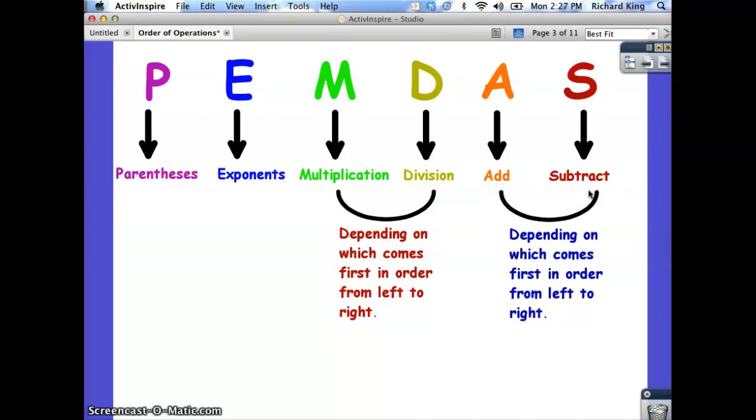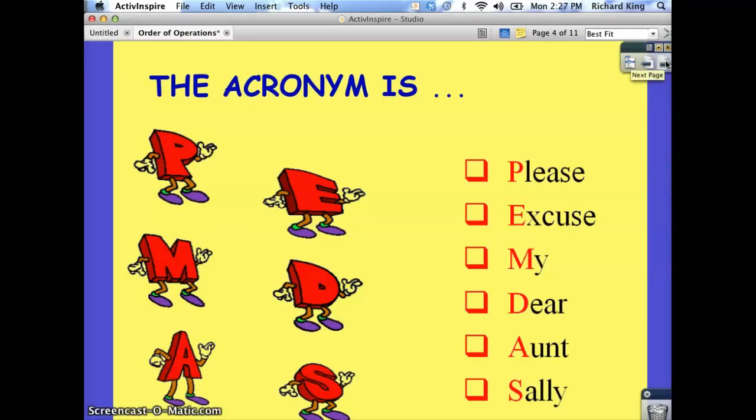The one thing you have to remember: if multiplication and division are on the same line, you do them in order from left to right. Same with addition and subtraction. If they're on the same line, you do them in order from left to right. Now, there's an acronym to help you remember PEMDAS, which is Please Excuse My Dear Aunt Sally. Or you can make up your own.